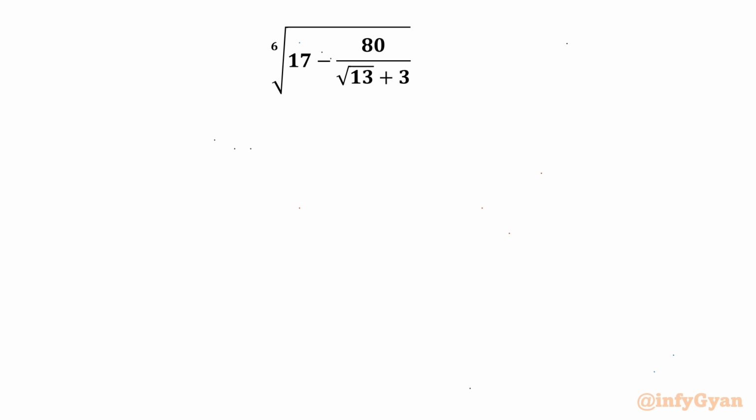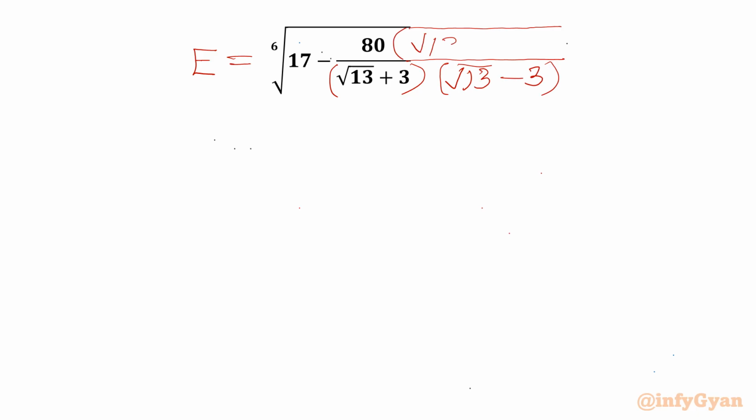In this video, we are going to evaluate the 6th root of (17 minus 80 over square root 13 plus 3). So let's get started by considering this expression equal to E first. Now I will rationalize our denominator. So we need to multiply in the numerator and denominator with square root 13 minus 3.